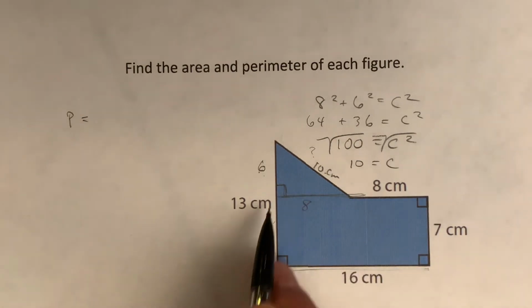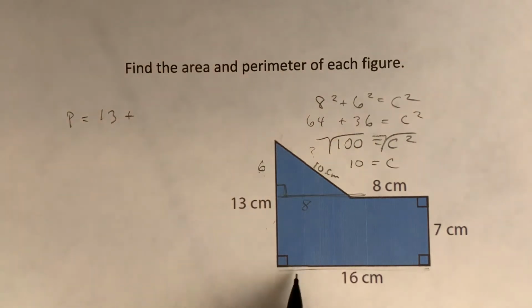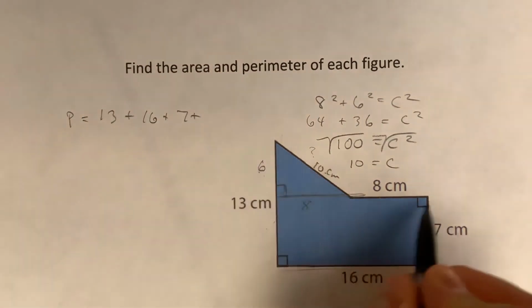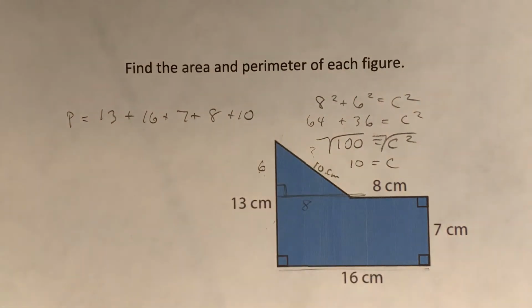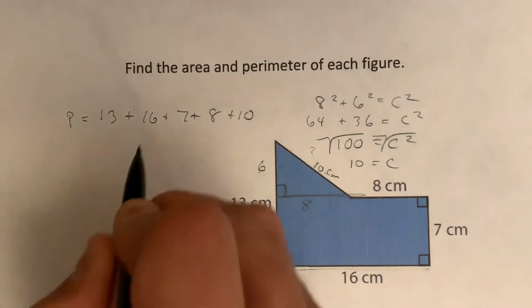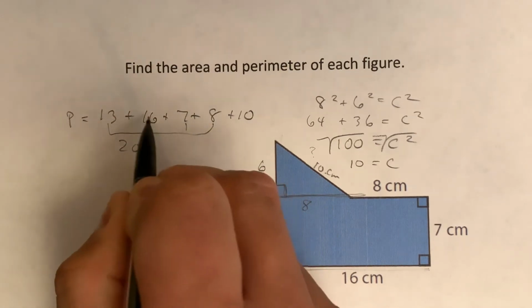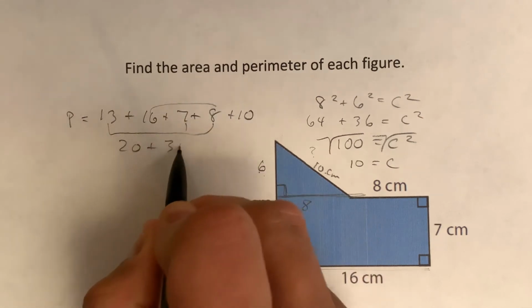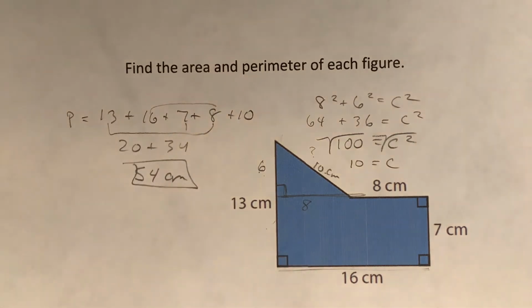So the perimeter is going to be taking this whole side now back to 13. So 13 plus 16 plus 7 plus 8 plus 10 right here, all the way back to the beginning. So I guess we could just add those up with a calculator if you want. I'm sorry, so there's 20 plus 16 and 8 is 24 plus 34. So I get 54 centimeters. There's the perimeter.